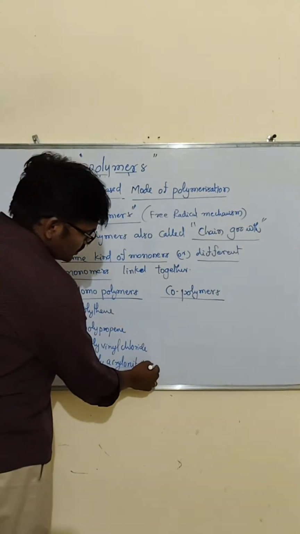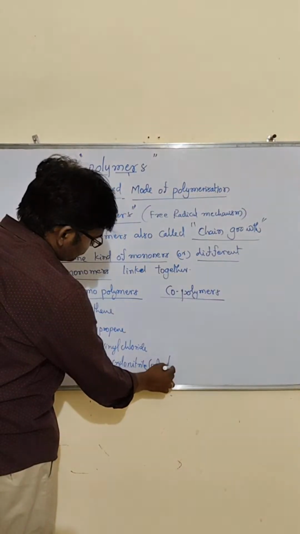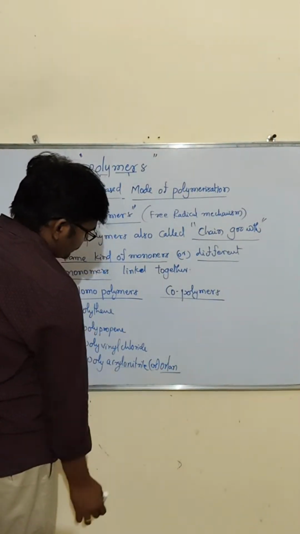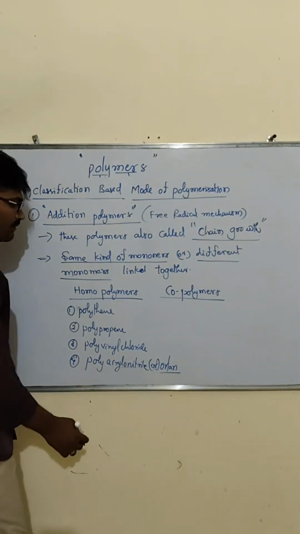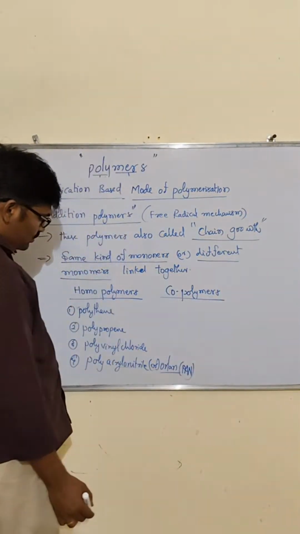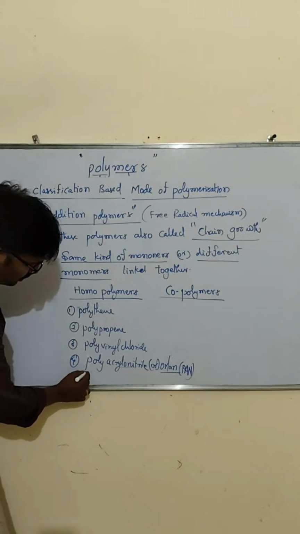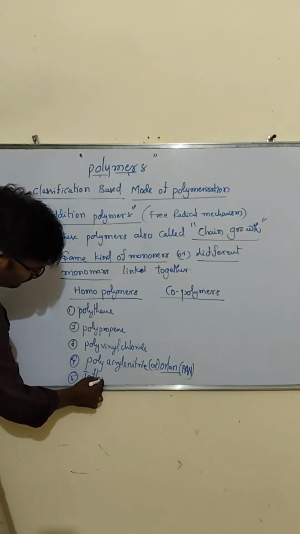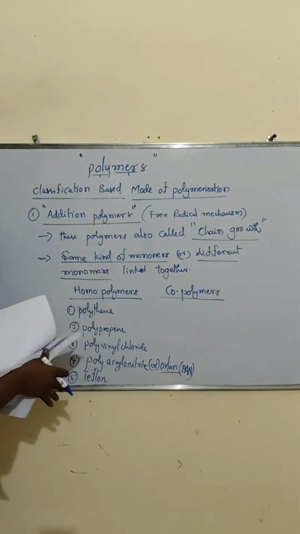Then one more name there, Orlon, which is polyacrylonitrile. Simply we call it PAN. Then one more, Teflon. These are homopolymers.